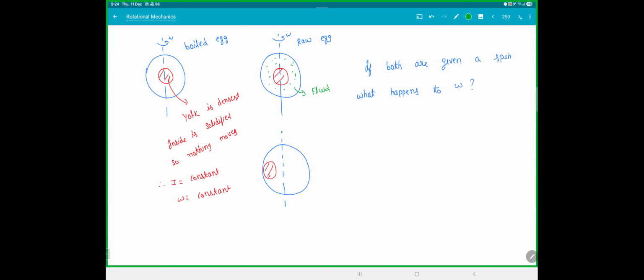And all this liquid will become something of this sort. The densest part will go to here. And because of this, yolk goes to the edges. Yolk goes away from axis. I increases. This was a CT question, right? They did ask this, and therefore omega decreases. So this egg will actually start spinning a little slower. Omega decreases. Clear with this?